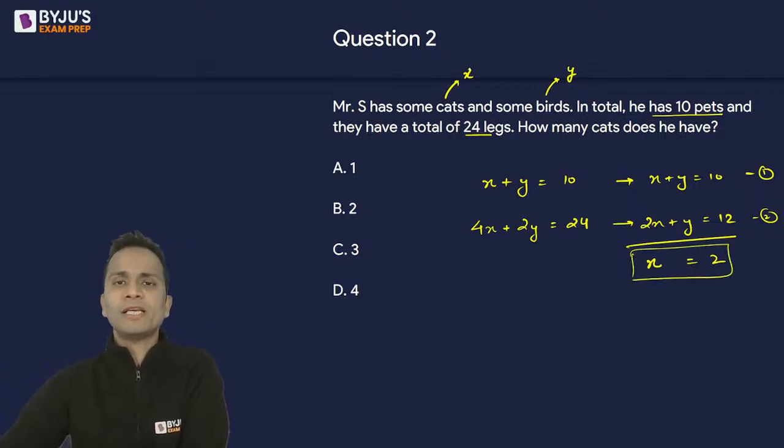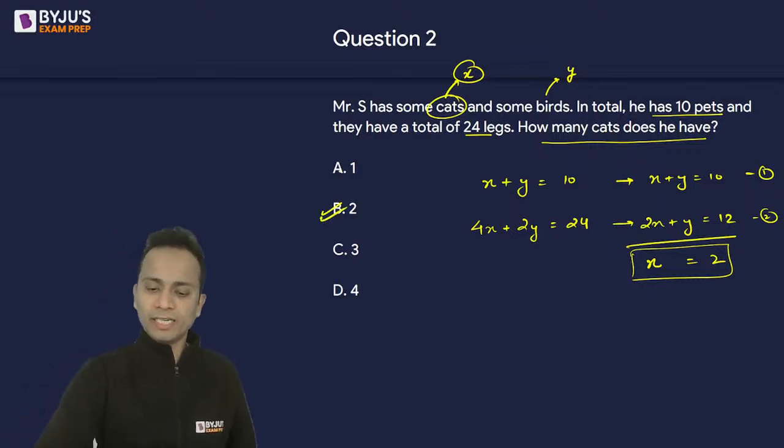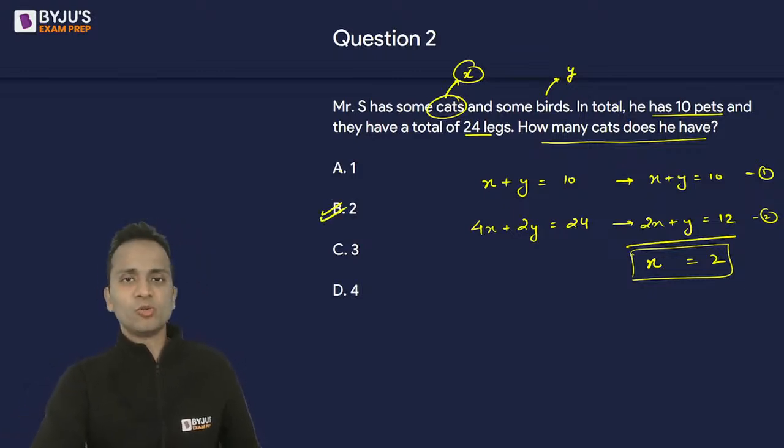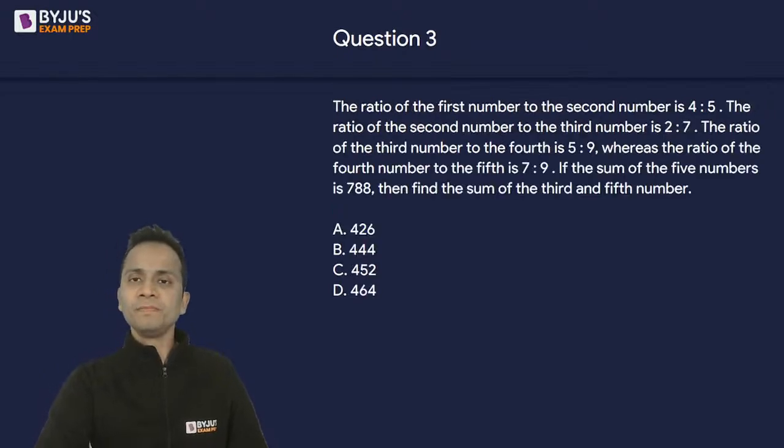Now, what was x? x was the number of cats. We have to find out the number of cats. So we can quickly mark option B as the correct answer. For question number 2, option B, that is 2, is the correct answer. Let's move ahead and look at question number 3.